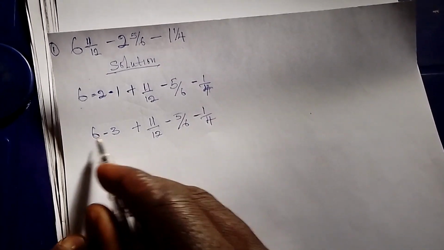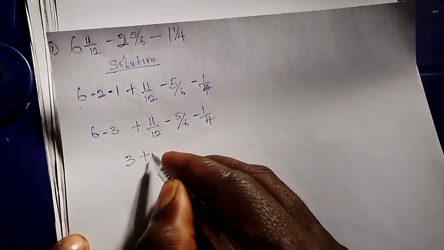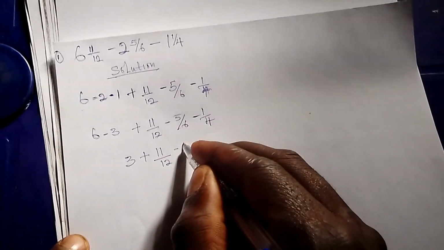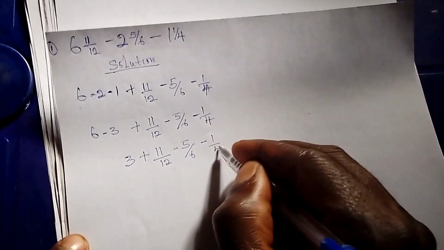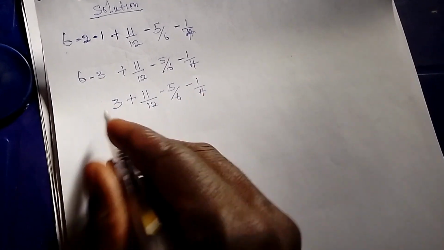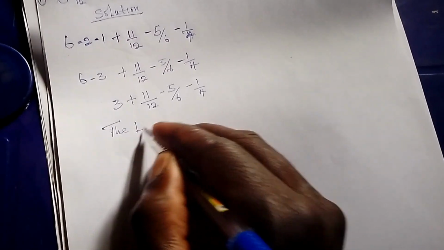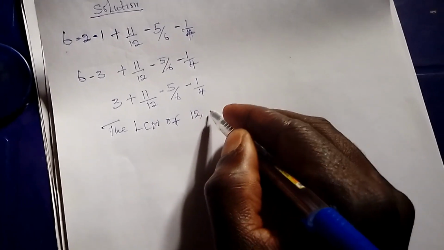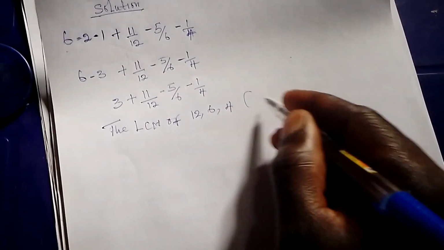Now 6 minus 3 will give us 3 plus 11 all over 12 minus 5 all over 6 minus 1 all over 4. So to this stage now, we find the LCM of the denominators, that is 12, 6, and 4, which you know that the LCM is 12.